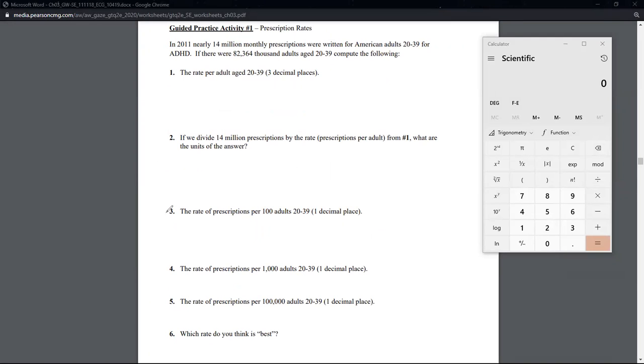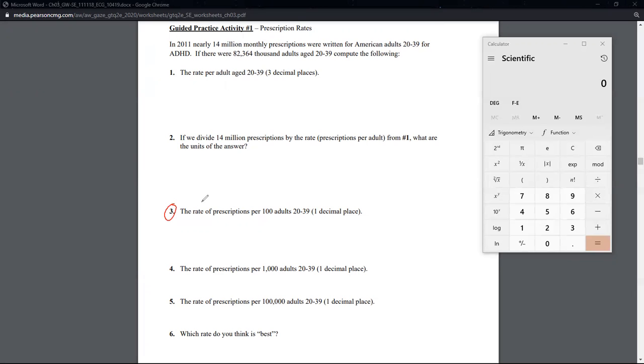So we're starting on number 3. The rate of prescriptions per 100 adults. So we have the 14, I can't see, I've got this cursor over it. There we go. In 2011, nearly 14 million monthly prescriptions were written for American adults aged 20 through 39 for ADHD, and there were 82,364,000 adults in that age range, which we also determined. All right, I'm going to rehide that and then just use my little piece of paper.